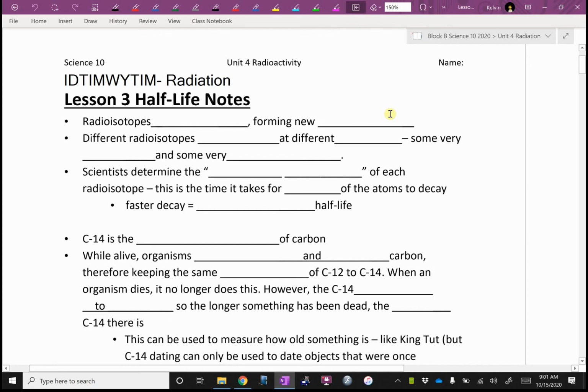So let's look at half-lives. Again, not the video game. First thing we need to be aware of is radioisotopes decay and they form new elements.